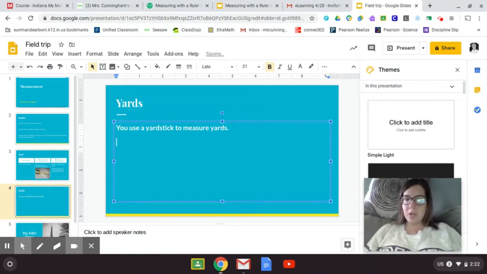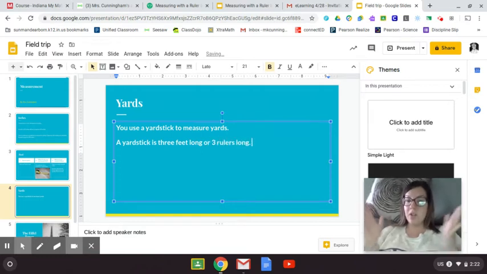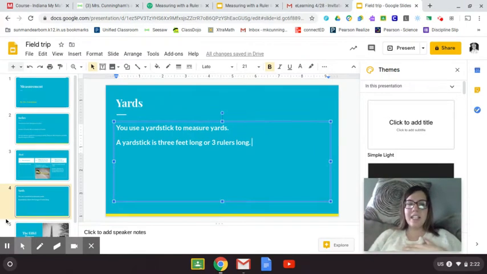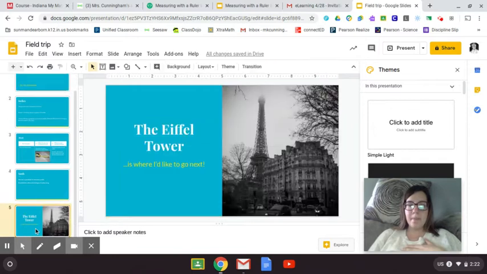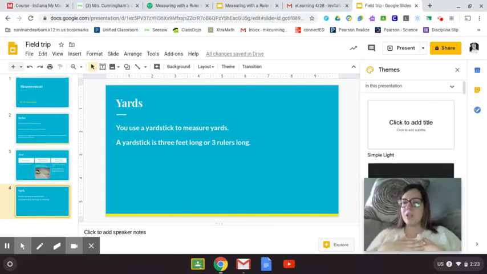Okay. So a yardstick is 3 feet long, or 3 rulers long. That's a way for you to think about, to visualize how big a foot is. It's the size of a ruler. Okay. All right. So that's just a little bit of basic information on measurement. We didn't talk about centimeters and meters today, but we will. Later, I think we're going to get to, we've measured in centimeters. So I don't know how much we'll get into meters or anything like that.